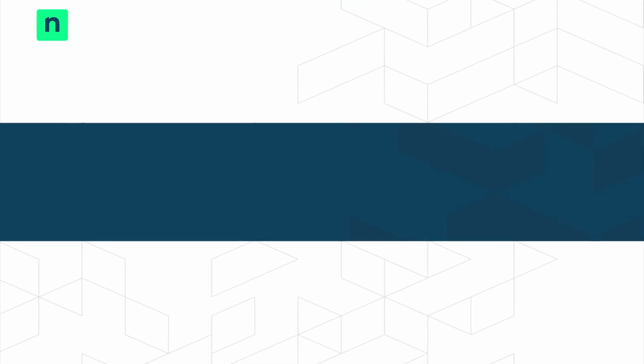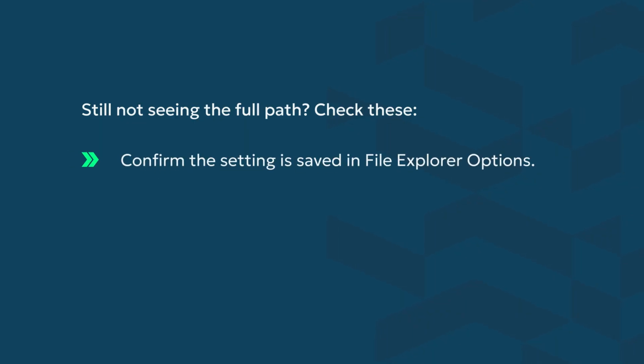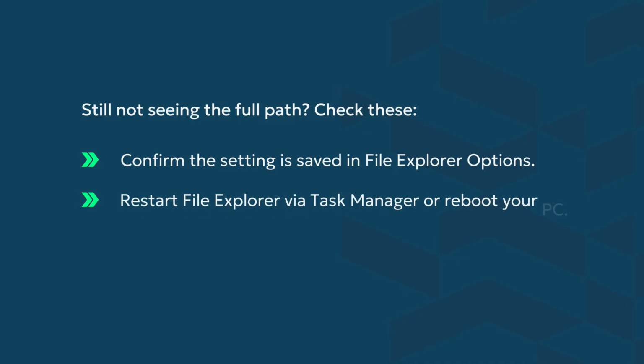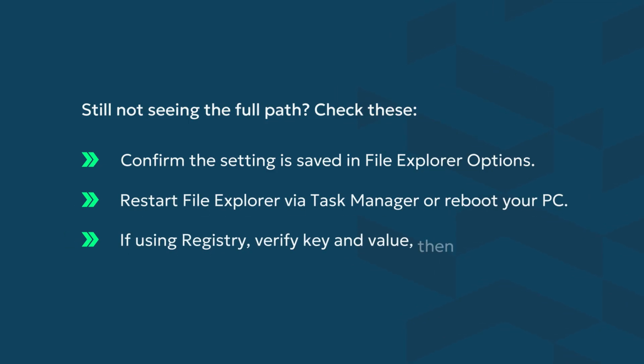Troubleshooting tips. Not seeing the full path even after these steps? Here's what to check. Ensure the setting is actually saved in File Explorer Options. Use Task Manager to restart File Explorer or reboot your system entirely. If you use the registry, confirm the key name and value are correct, then restart your computer.